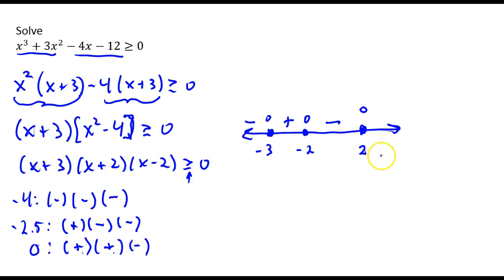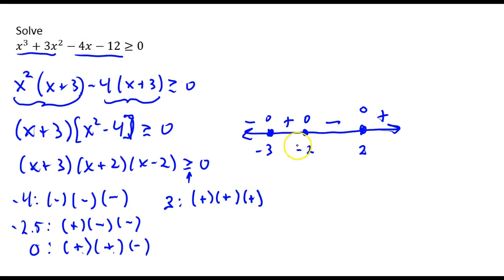And our last region, pick a number greater than 2, say 3. Okay, 3 plus 3 is positive. 3 plus 2 is positive. And 3 minus 2 is positive. Not 2, it's positive. 3 positives multiplied together give me a positive.